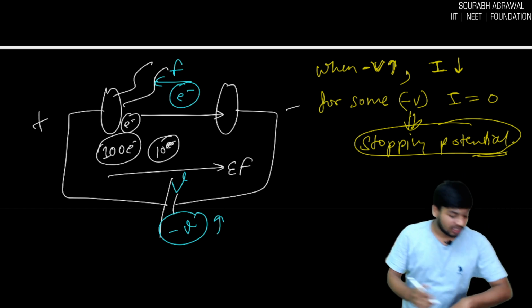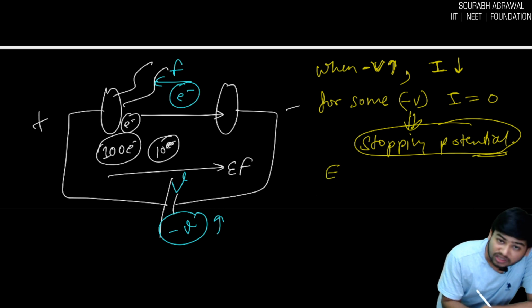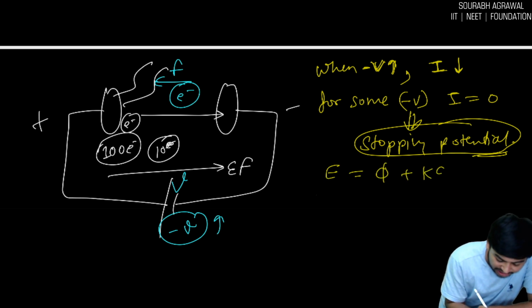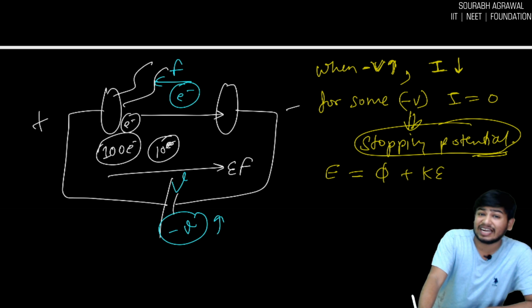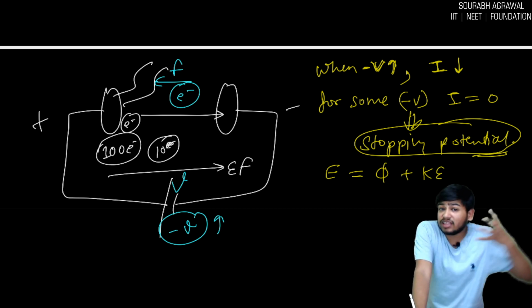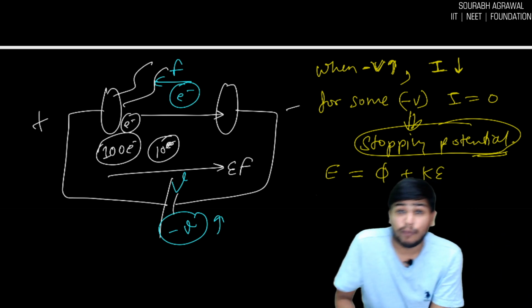Okay, so let's see what the stopping potential is. The energy you are supplying is equal to work function plus kinetic energy. Now you are supplying the potential.